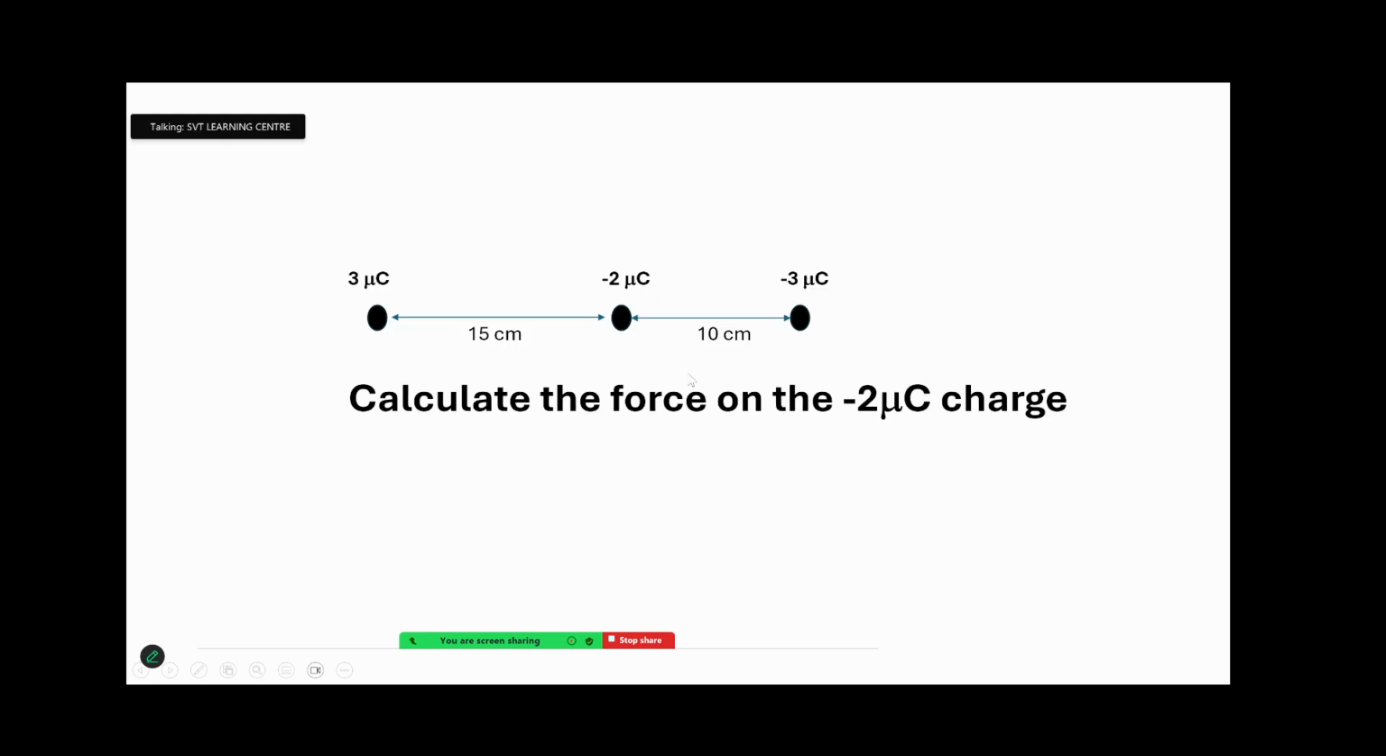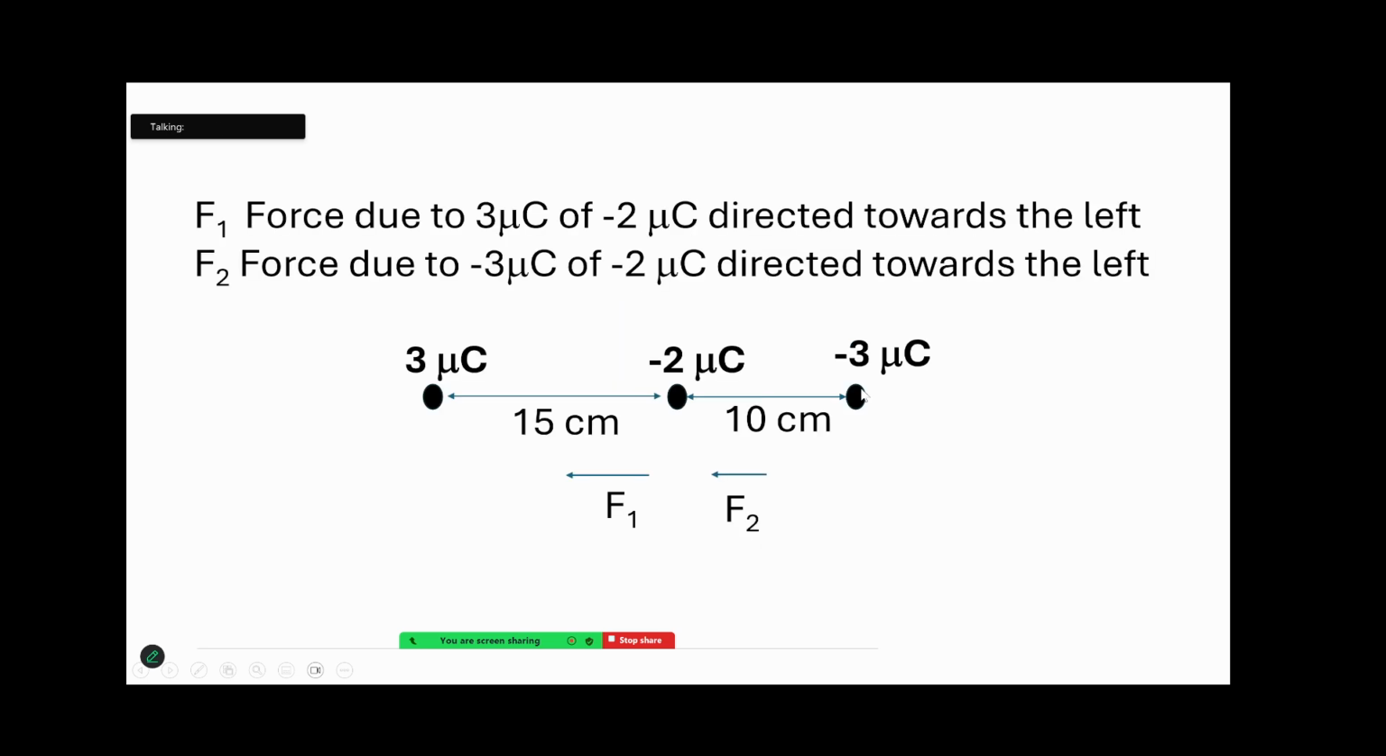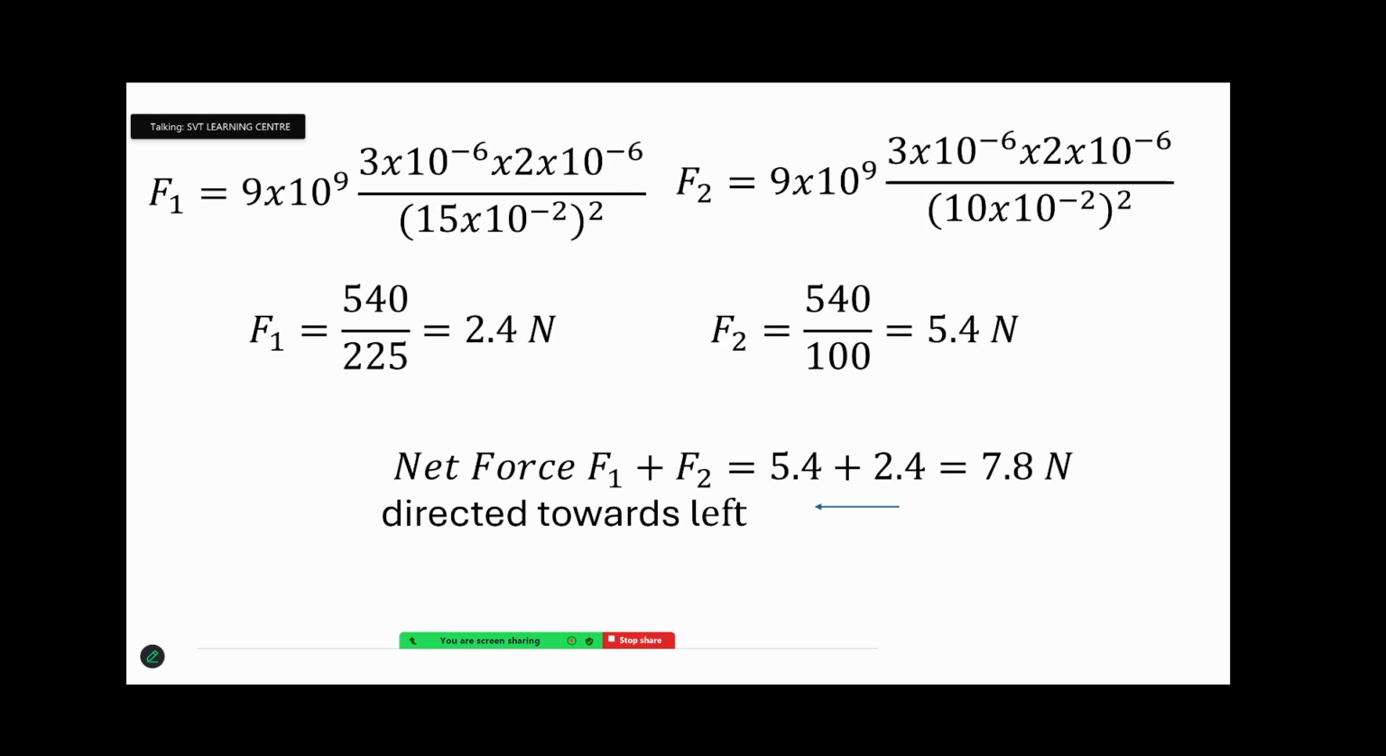We take up the next one. Only difference over here is the left side charge has been made 3 microcoulomb, so it will attract, and the minus 3 will also repel it. So the two forces will be in the same direction going towards the left, and they will be added together. Everything else remains the same except that the two forces are in the same direction, so we'll be adding them and it becomes 7.8 Newton.